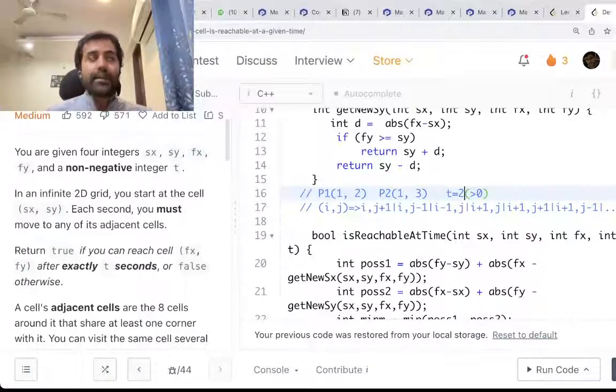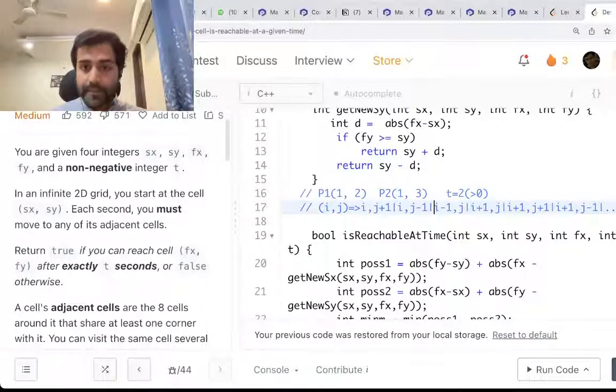See, if the question was something like, what is the minimum amount of time required to reach from P1 to P2, what would have been your answer? Your answer would have been 1, because in 1 second you can move from the cell 1 comma 2 to 1 comma 3, correct? Because 1 comma 3 is a cell lying just above 1 comma 2. So you can take 1 second to go from here to there.